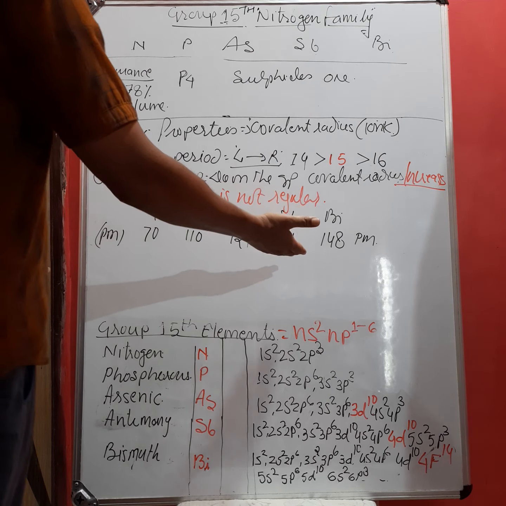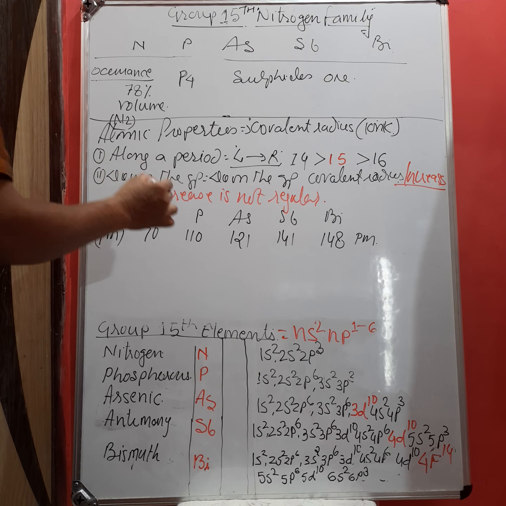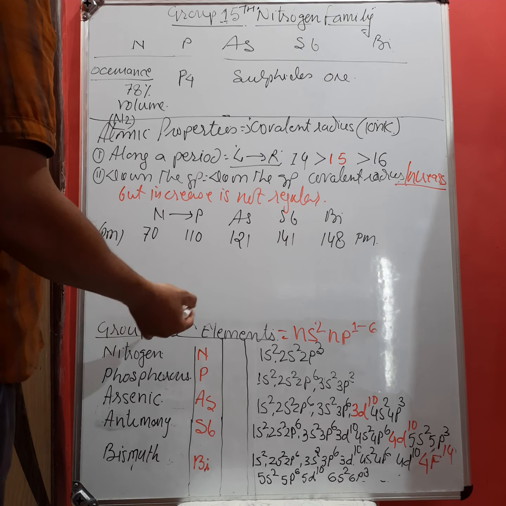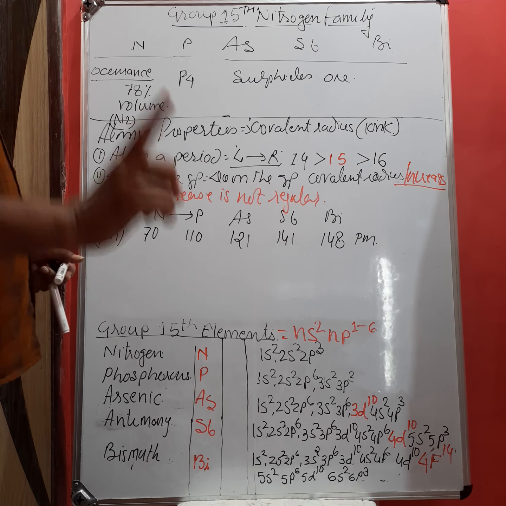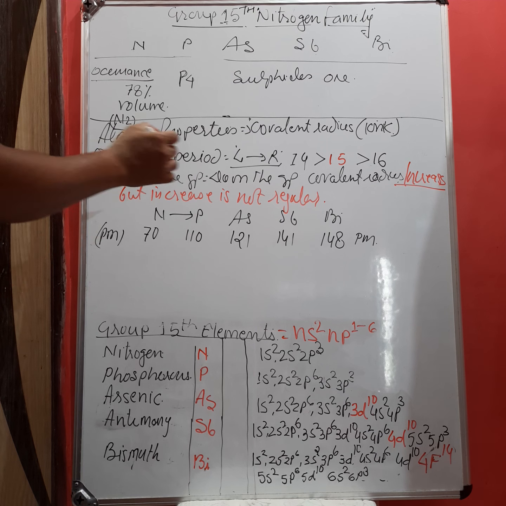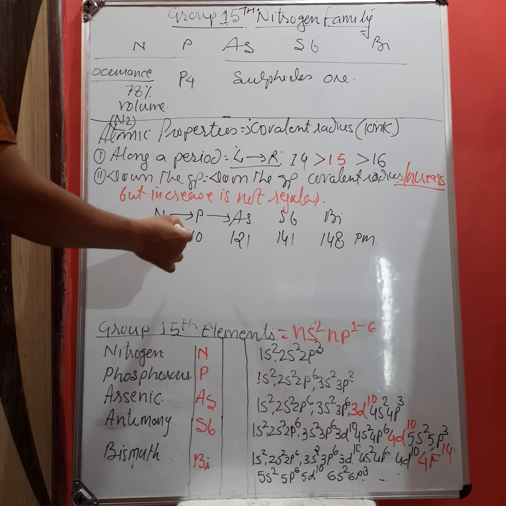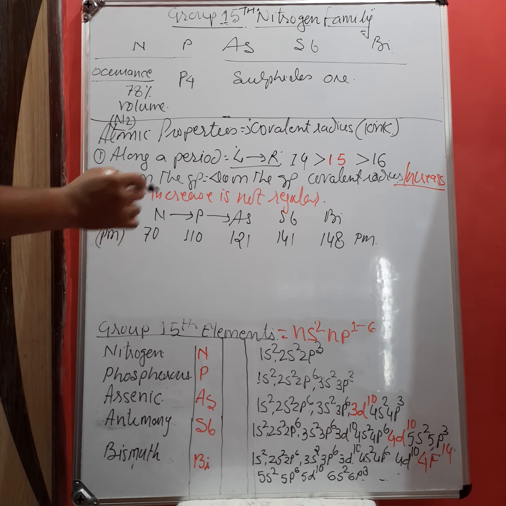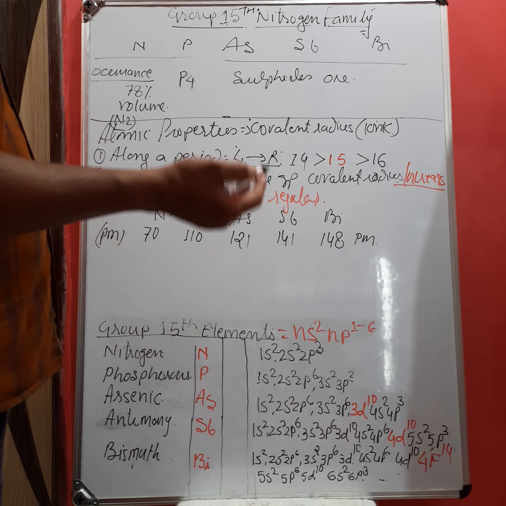Observing the radius with a particular value, we can simply see here from N to P there is a regular increase in the covalent radius. This is due to the introduction of one shell. But after P to As, again covalent radius increases, but the increase is only 11 picometer. So what is the reason behind it?